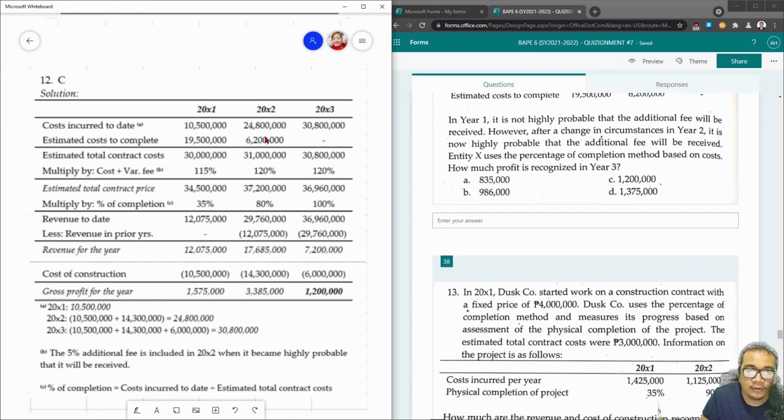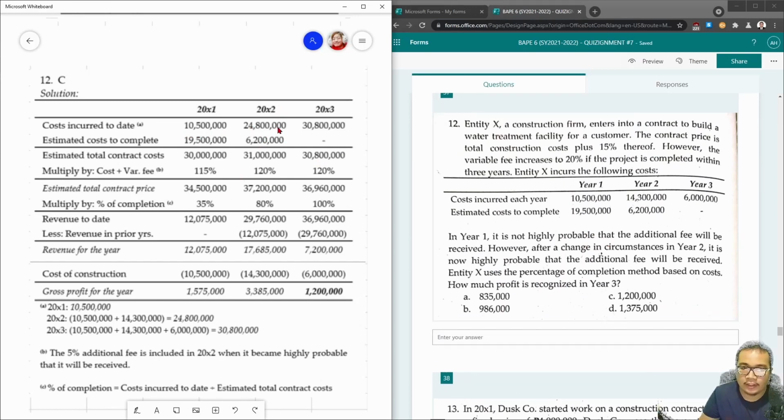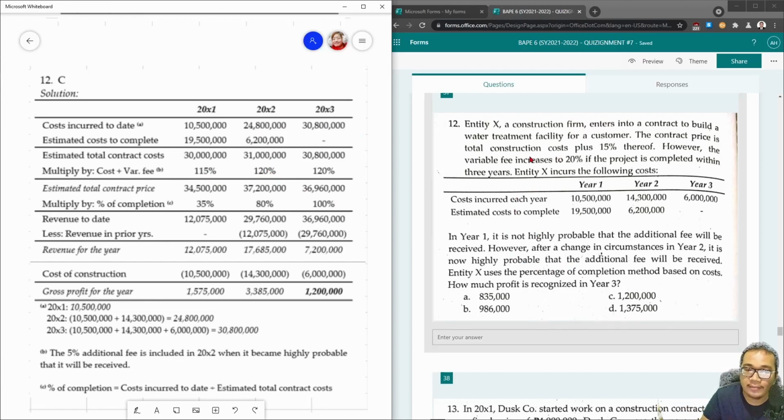So, saan tayo dito? 20x2. So, ang mangyayari, cost incurred to date natin, magkano na yun? 10.5 plus 14.3. Tama na. That's 24.8. Yeah? Plus the estimated cost to complete. So, 31 million yung total contract cost. So, 24.8 divided by 31. As provided naman dyan, it's 80% percentage of completion. And since, sabi dito, highly probable na by year 2, so instead of the 115%, 120% tayong gagamitin. So, estimated total contract price mo, 37,200.